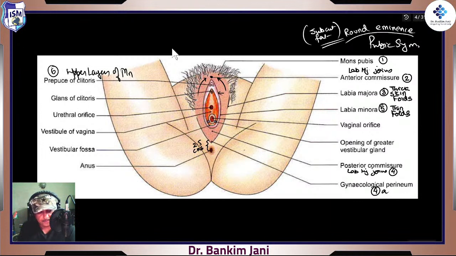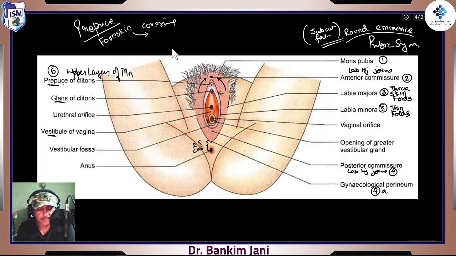By the way, there'll be a few terms over here, like prepuce, glands, or say vestibule, right? Such names. Now these names will keep on coming. See, actually, the prepuce, that is foreskin, right? It is the foreskin, and this skin is covering what? This skin is covering the area called as glands.